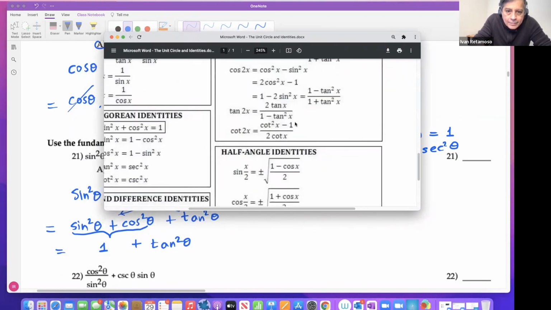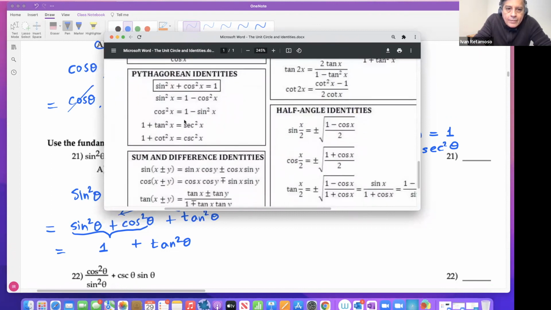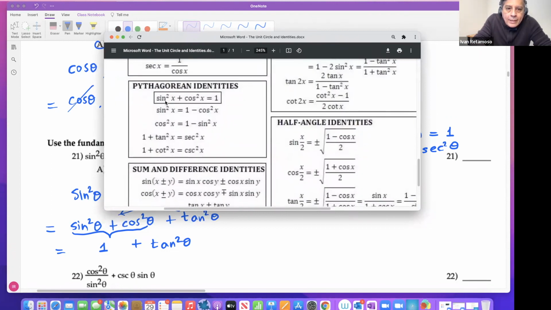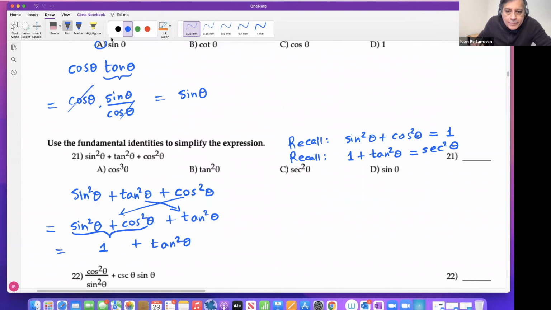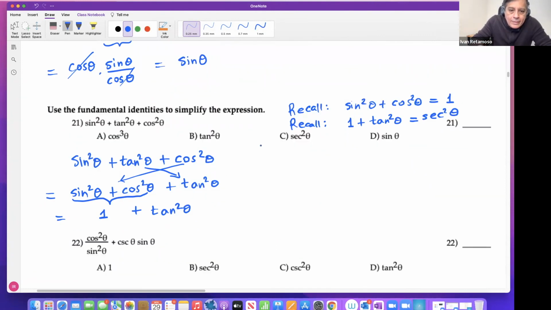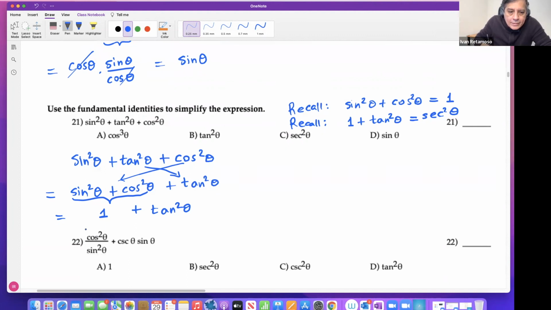Well, if you don't know them by heart, you can look at the unit circle sheet. They are there. Look, this one says sine square plus cosine square equal 1. 1 plus tangent square equals secant square, right? And 1 plus cotangent square equal cosecant square. Okay, they are there in the unit circle sheet. All right, great. So then this becomes just secant square, right? Of theta. Over theta, which is this. Very good, guys.